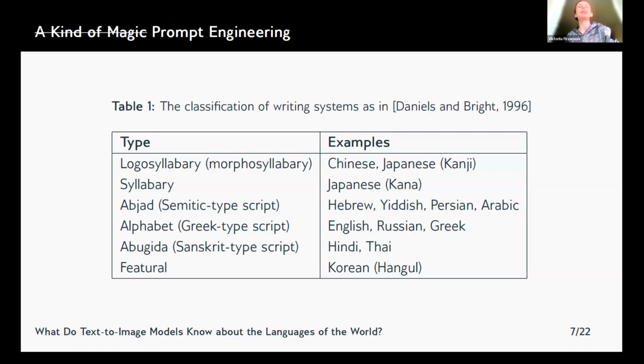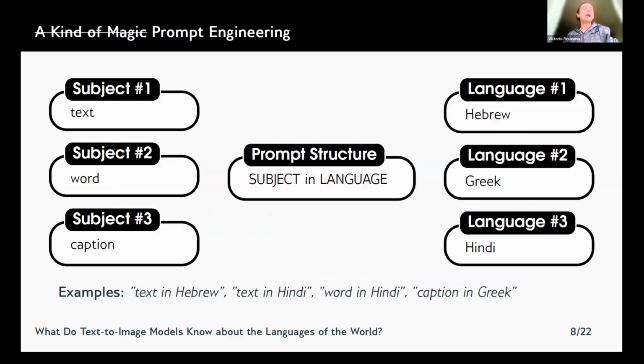So here you can see one classification of writing systems. I also selected several languages that represent each of the script types. This selection is based on the most represented languages online and on different data sets such as Common Crawl.